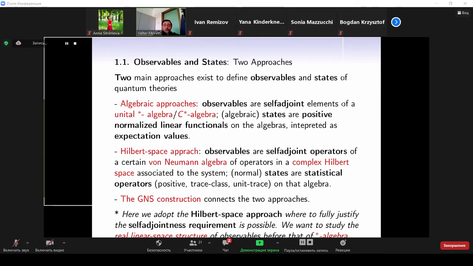Observables are self-adjoint operators on a certain Hilbert space. Actually, they are self-adjoint operators affiliated to a von Neumann algebra in a complex Hilbert space, and states on the system described in this Hilbert space are statistical operators, also called density matrices, which are positive trace class, unit trace operators. Okay, I will only consider this second approach, the older from the historical point of view, because in this approach, it is possible to justify the idea that observables are described by self-adjoint operators.